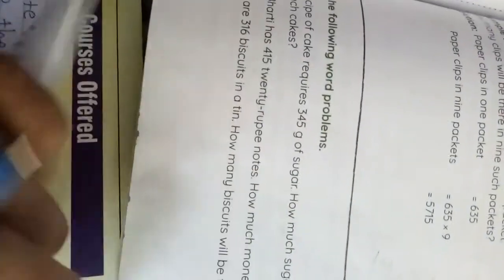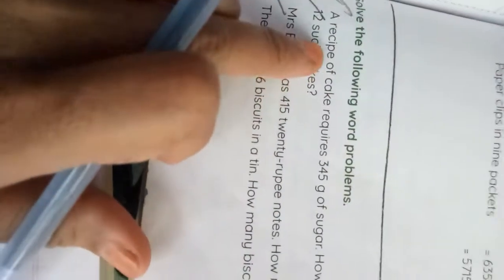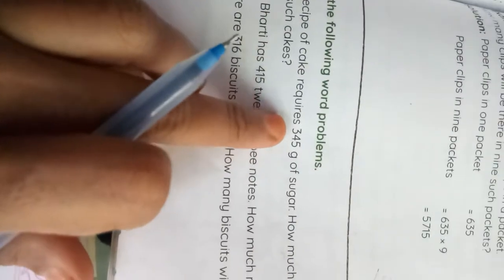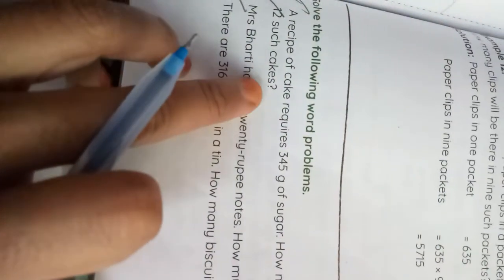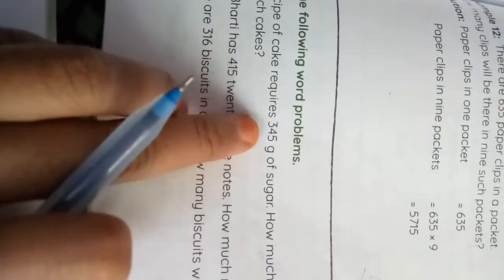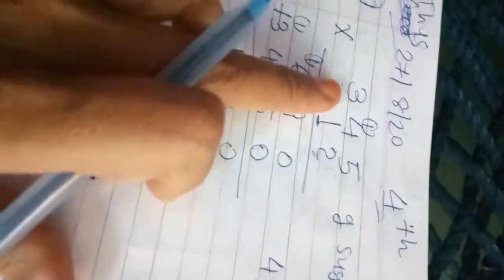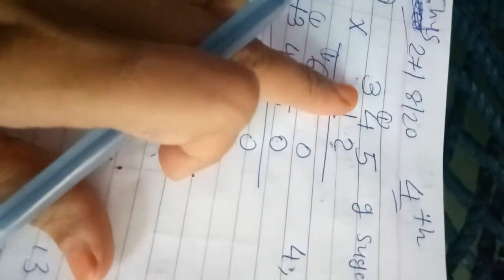This is your I Can exercise 4E word problem. A recipe of cake requires 345 grams of sugar. How much sugar is required for making 12 such cakes? It means you have to multiply 12 with 345. You can see here I multiply 12 with 345.